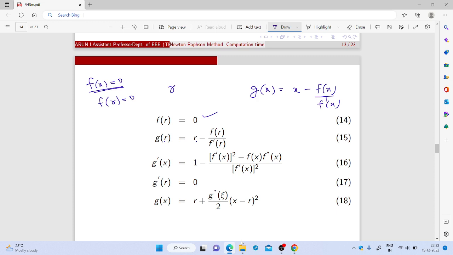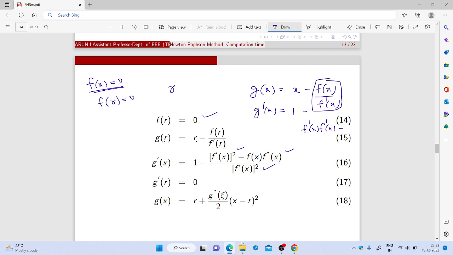Then what is g dash of x? g dash of x is the derivative of x, which is 1, minus the derivative of f of x by f dash x. The derivative of a quotient is denominator into derivative of numerator, which is f dash x, minus numerator into derivative of denominator. So that is f dash of x whole square minus f of x into f double dash of x, divided by denominator square, that is f dash x whole square.